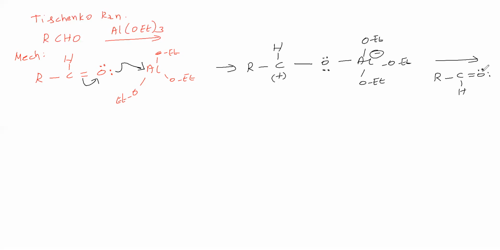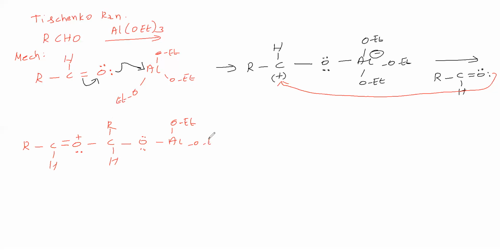Now, how does the reaction take place? This oxygen lone pair is attacking this carbon. Therefore, we will get RCH single bond O with a positive charge, making a bond with CHR, this O, and the aluminum ethoxide part will be there. This aluminum is having a negative charge. Okay. So what is the next step? We will see.